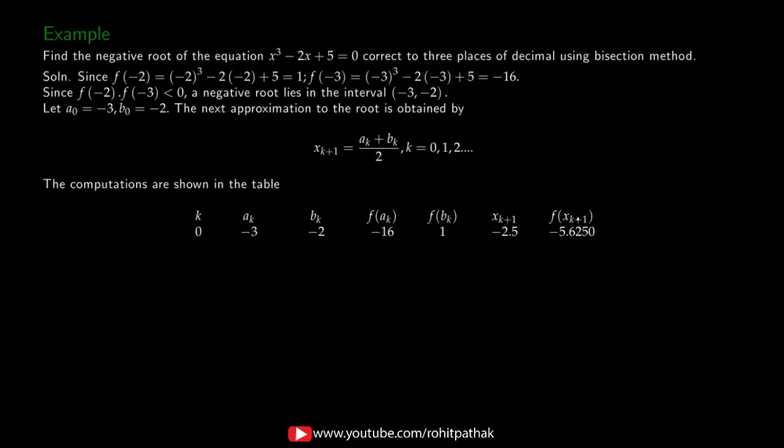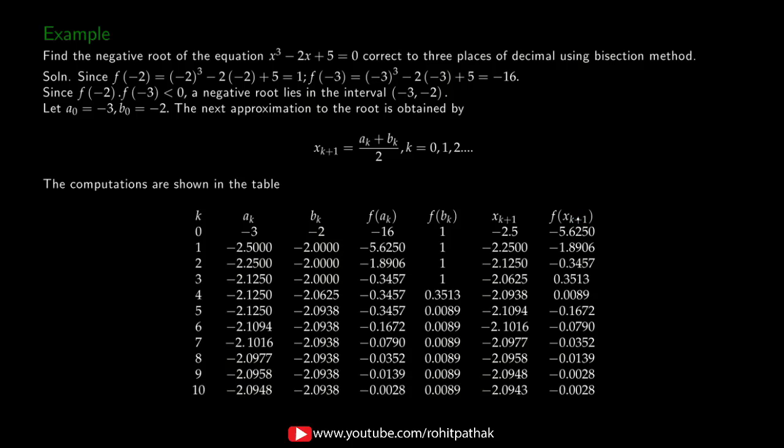So if you repeat this process, again you find that you have to go up to 9th or 10th steps to get the root, because here we see that at 9th and 10th steps we get 3 places of decimals constant, minus 2.094 and minus 2.094 up to 3 places of decimal, they are same. Therefore, we can take the approximate root as x equal to minus 2.094.